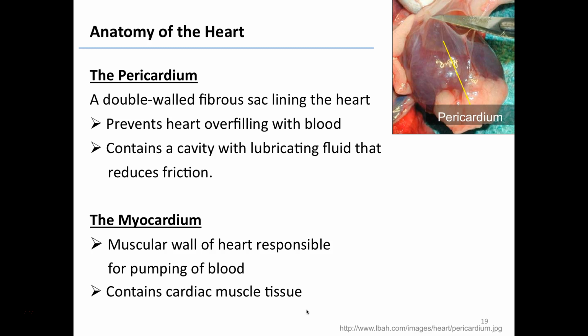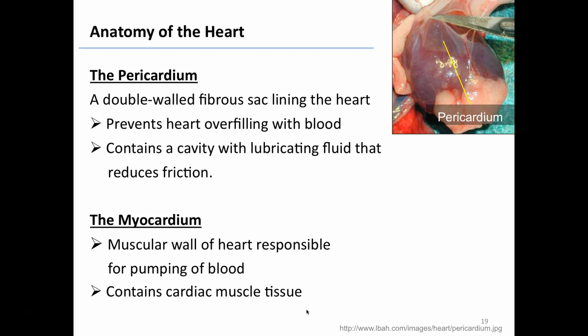This lining of the heart is called the pericardium, and has two major parts. It's a double-sided fibrous sac lining the heart, and it prevents the heart from overfilling with blood, and contains a cavity. The cavity is important because it has a lubricating fluid that reduces friction. So as it moves across the surface of the heart, it allows it to move freely without any friction.